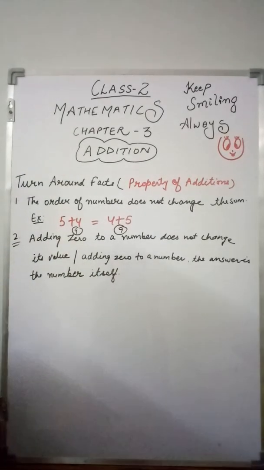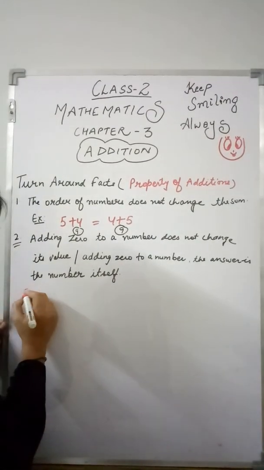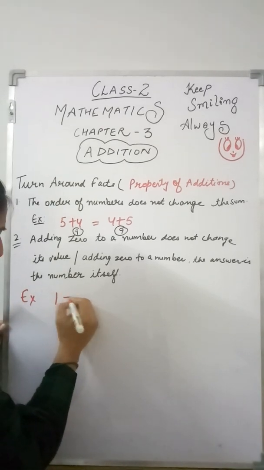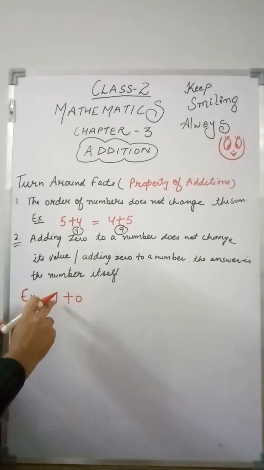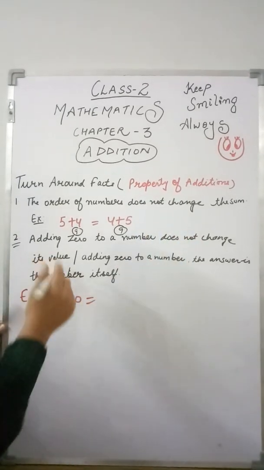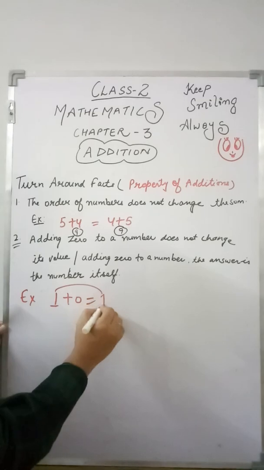Let's take one example to prove this also, the second fact. Suppose I'll take 1 plus 0. Here I am adding 0 to a number. Here I am adding 0 to 1. It does not change its value. The value of 1 is the same as it is.